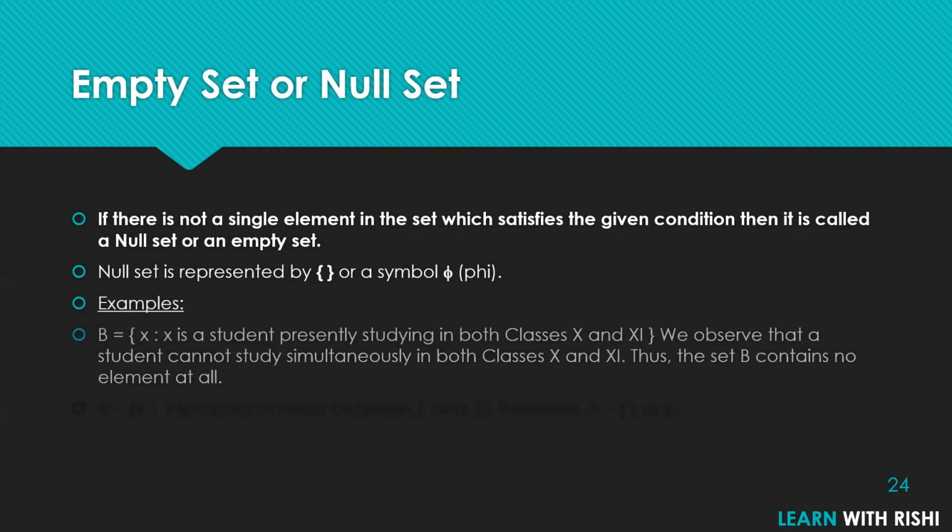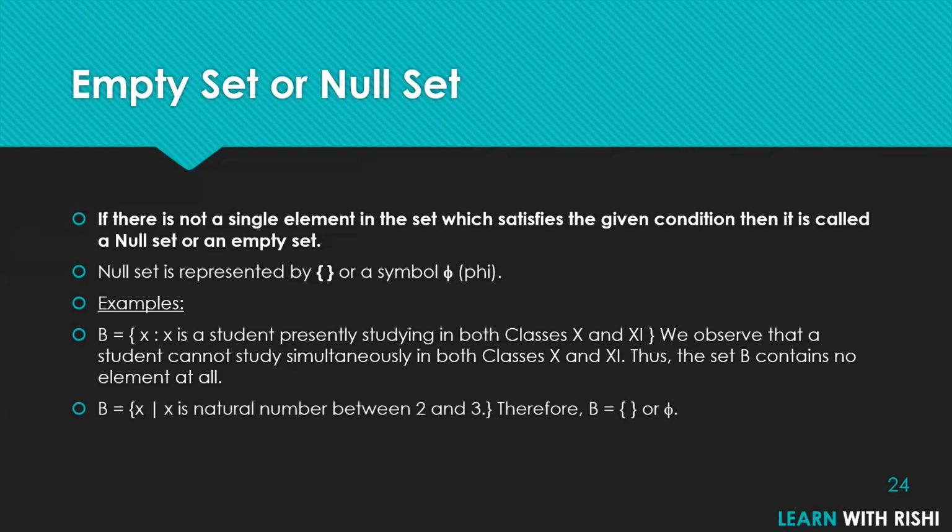For example, B is equal to, now here the set is given in set builder form. How can we read it? The set of all x such that x is a student presently studying in both classes, 10th and 11th. Now, a student cannot study simultaneously in both class 10th and 11th. So there is no element in set B, and set B is a null set.